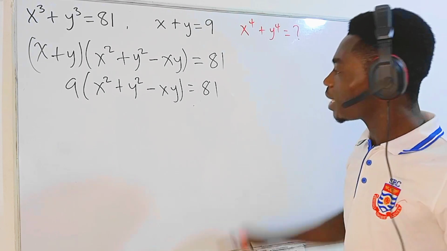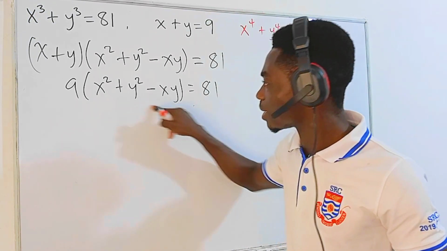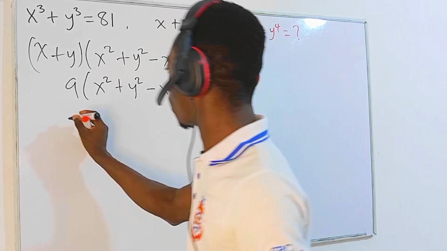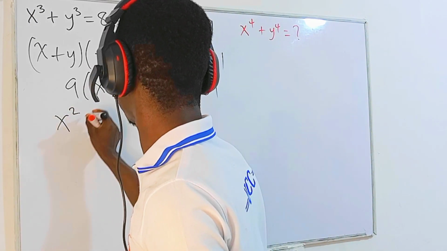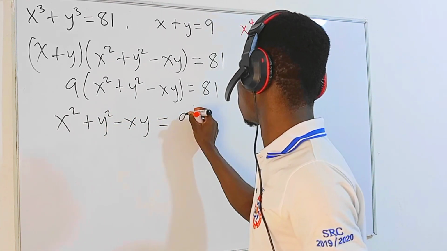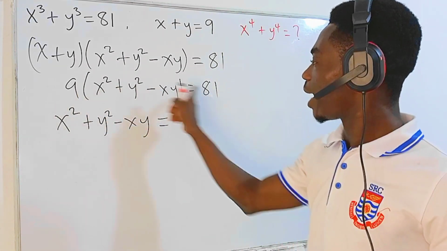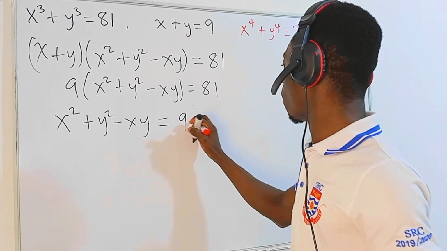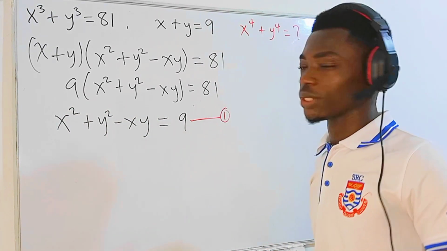Cool. Now let's make this factor right here the subject by dividing each side of the equation by this 9. And if you do that, we are going to end up getting x squared plus y squared minus xy is equal to 9. That is 81 divided by 9. We are also getting 9. Let's go ahead and then call this equation 1.